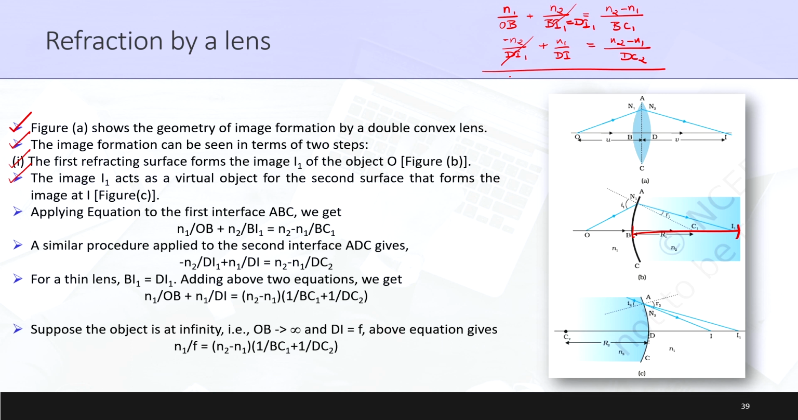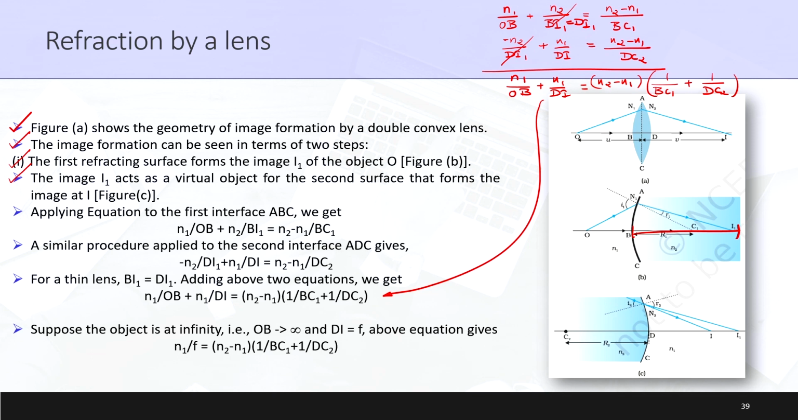Therefore, we will get that n1 by OB plus n1 by DI is equal to n2 minus n1 in brackets multiplied by 1 by BC1 plus 1 by DC2, and this is the only equation which is derived here. Okay. So, we got n1 by OB plus n1 by DI is equal to n2 minus n1 into 1 by BC1 plus 1 by DC2.